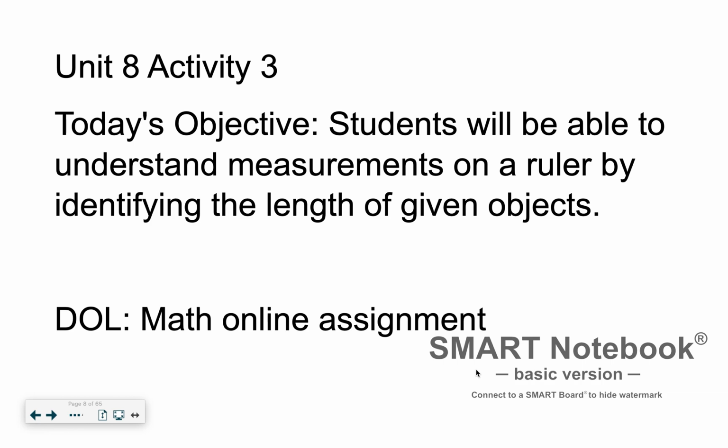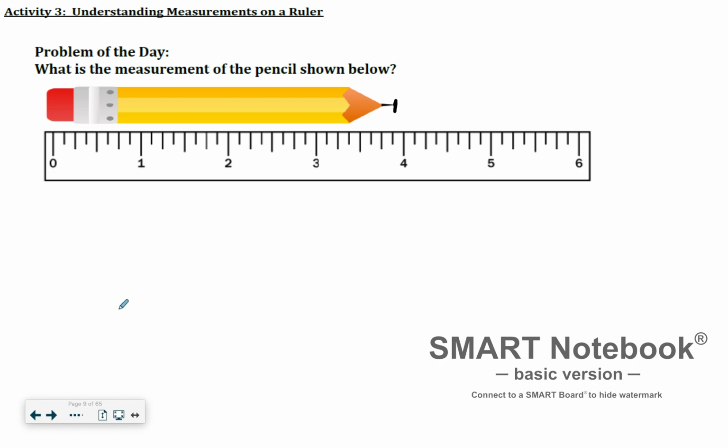Thursday, May 7th, and today we're moving on to Unit 8, Activity 3. Today's objective, students will be able to understand measurements on a ruler by identifying the length of given objects. And your DOL is, of course, an online assignment, and your online assignment will have you measuring different objects on a piece of paper, and you just have to see where the objects line up on the ruler.